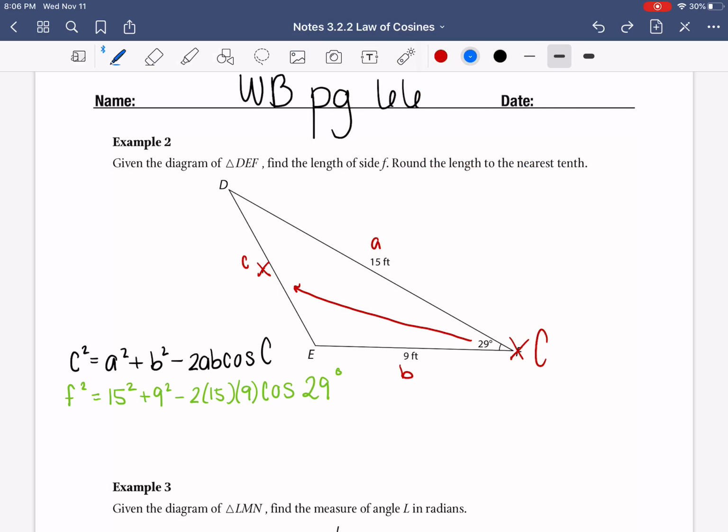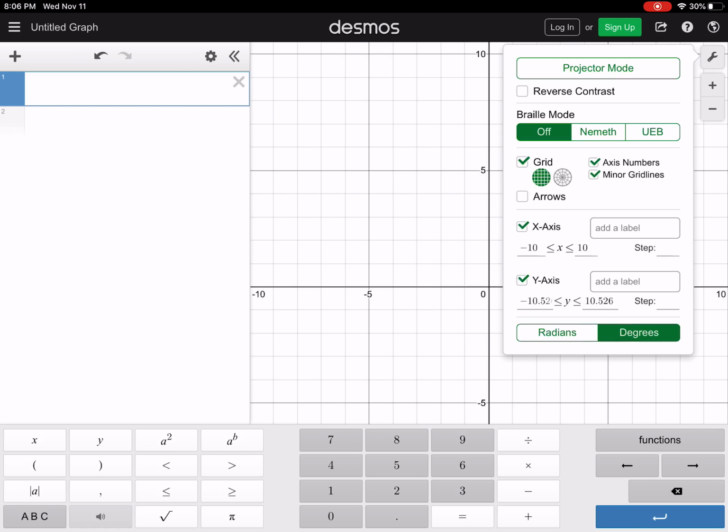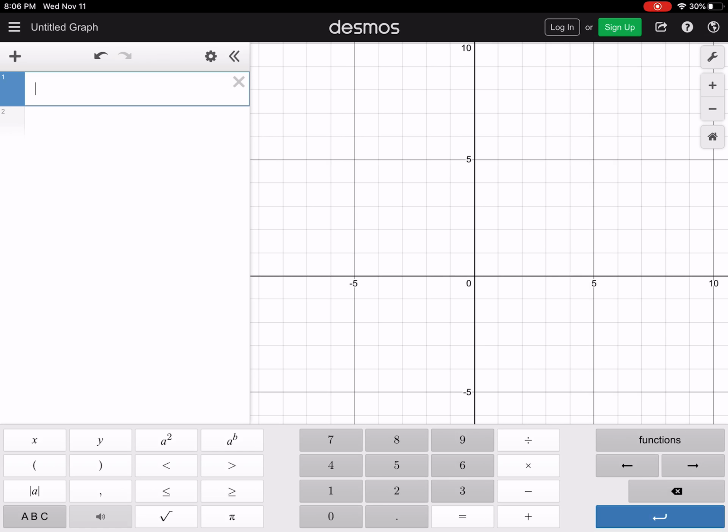I'm going to go ahead and plug all of this into my calculator. If you are finding the missing side, you can type all of this into the calculator. I'm going to just use Desmos, so you can type it all in and let it do all the work for you. So download the app, or go to it online. I do want to make sure I'm in degree mode. The angle is given in degrees, so that's what we're going to use. However the problem gives it to you, that's what you need to use. All right, so it's 15 squared plus 9 squared minus 2 times 15 times 9 times the cosine of 29 degrees.